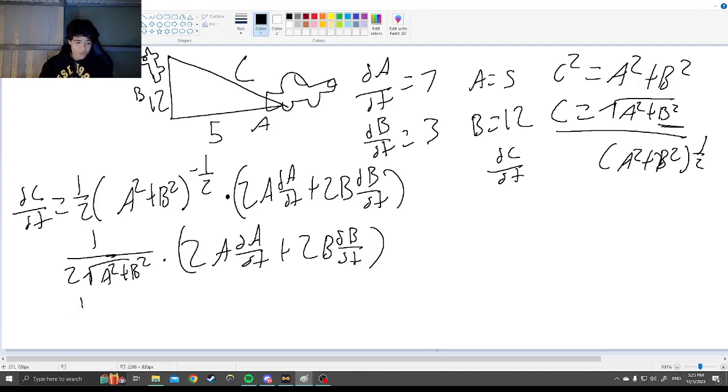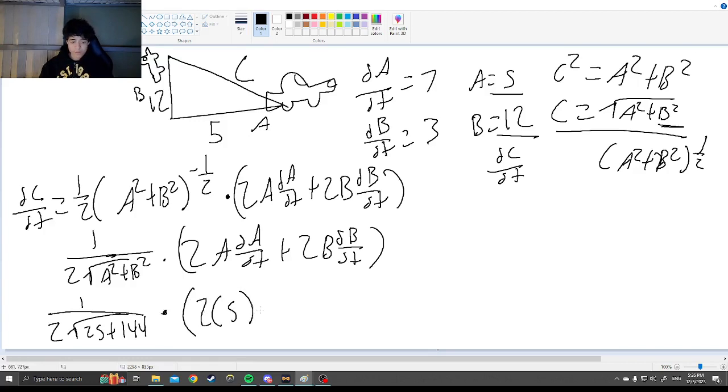So 1 over 2 square root. A is 5, so A squared is 25, plus B is 12, so B squared is 144, times 2 times A is 5, and then dA over dt is right here is 7, plus 2 times B is 12, and dB over dt is 3. Now let's start simplifying. This is algebra. We're done with calculus. We're done.